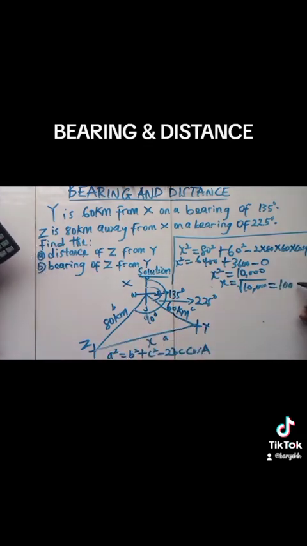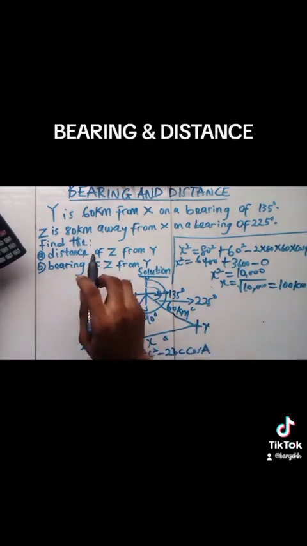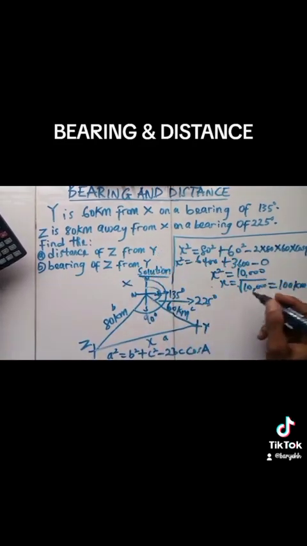So to get my x, it is simply the square root of 10,000, which is 100 kilometers. So therefore, the distance of Z from Y is 100 kilometers. So I'll just say A is 100 kilometers. The next thing I want to calculate is question B.